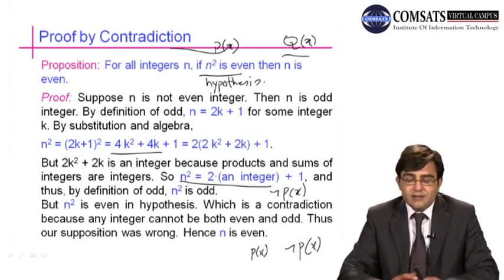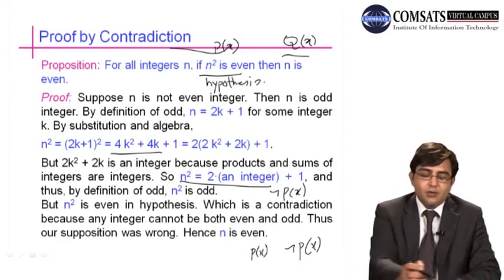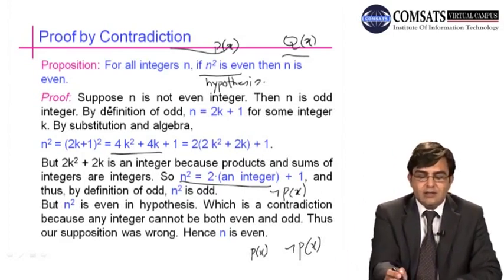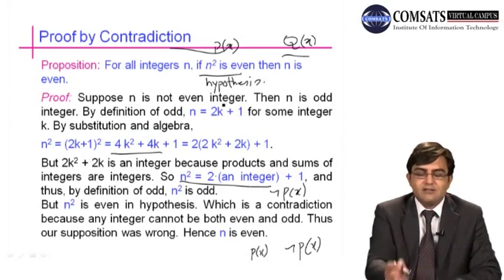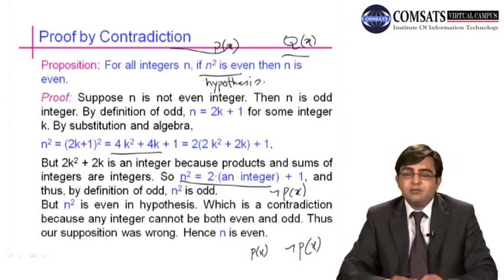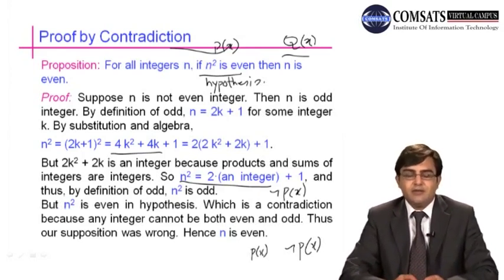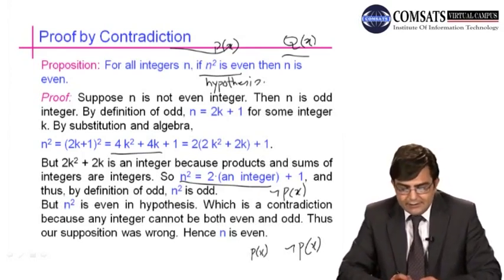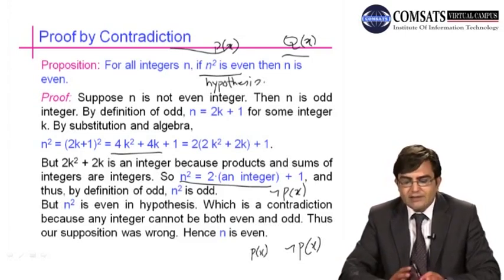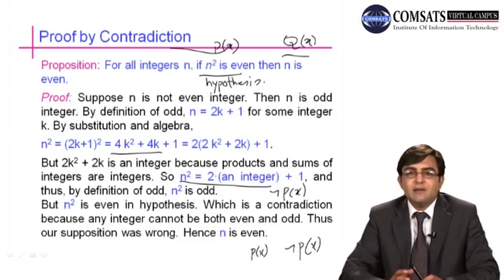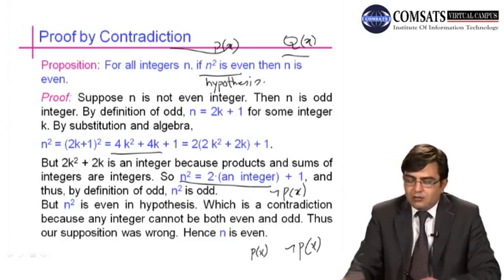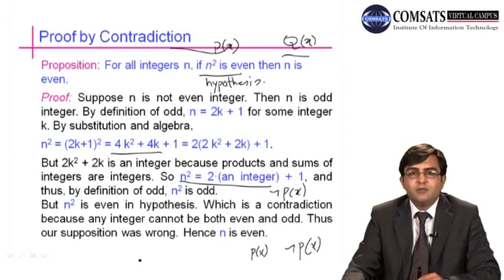So this is a contradiction, and we say that what we have supposed, suppose n is not an even integer, this supposition was wrong, and then what will be true? The given statement will be true. This is what the method of contradiction says. So in both methods the procedure is the same, but the method is different. Now I hope that you understand the relationship between the contradiction and contrapositive methods of proof.